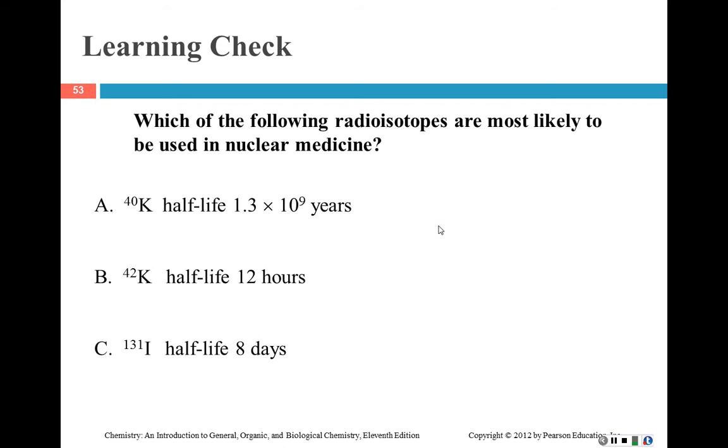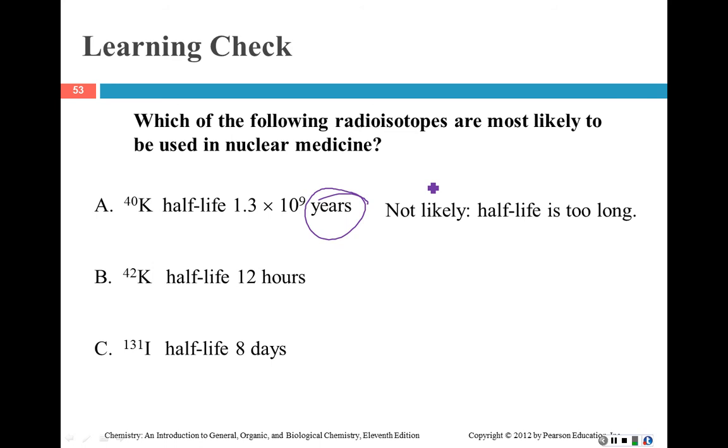All right, so in this learning check, you're supposed to decide which of the radioisotopes would be most likely to be used in nuclear medicine. Remember why something is a good candidate. The first one, potassium-40, its half-life is 1.3 times 10 to the 9 years. Would that be a good candidate or not? No. Not likely, because it has a really long half-life, doesn't it? Years is not good. We don't want it hanging around in our body.